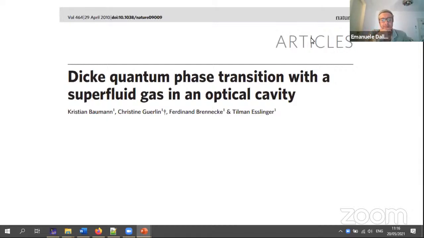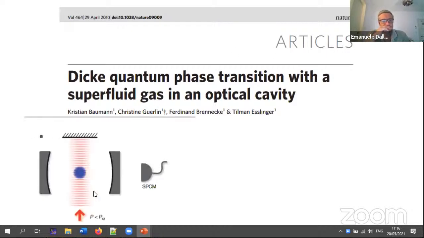Okay, so this is the experiment itself from 2010. You can see here how this is the same drawing that I've shown you before. There is a gas of ultra-cold atoms, and there is a pump from the side. Also, this is important, this is a detector. So the question is, how do you distinguish between the superradiant and the normal phase?